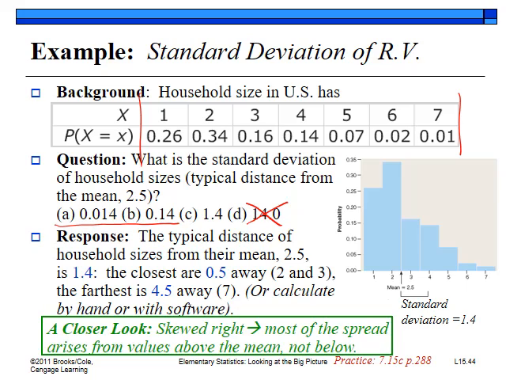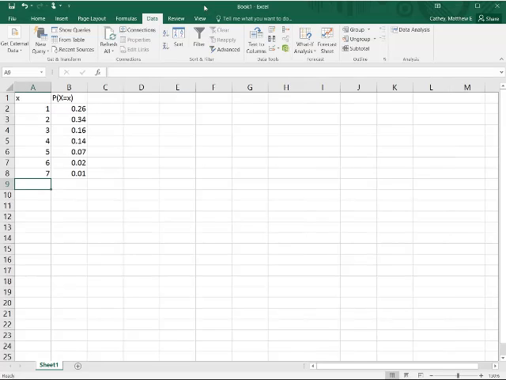Now, we've figured out what a possible value for the standard deviation is. How do we know that it's actually equal to 1.4? Let's look at how to use Excel to compute the mean and the standard deviation of a random variable. Here is the probability distribution for the random variable we've been looking at. Here, big X is the number of people in a random household. The possible values are 1 through 7, and the associated probabilities are given here.